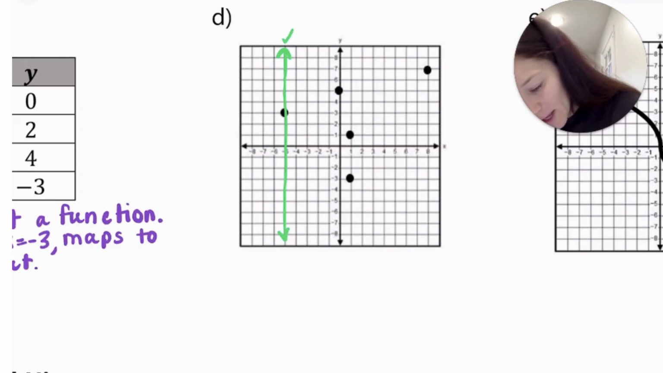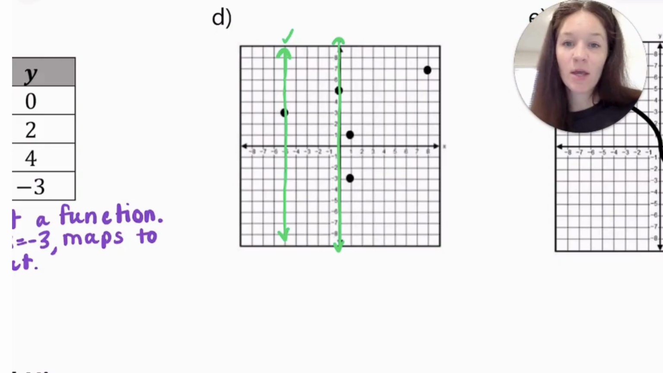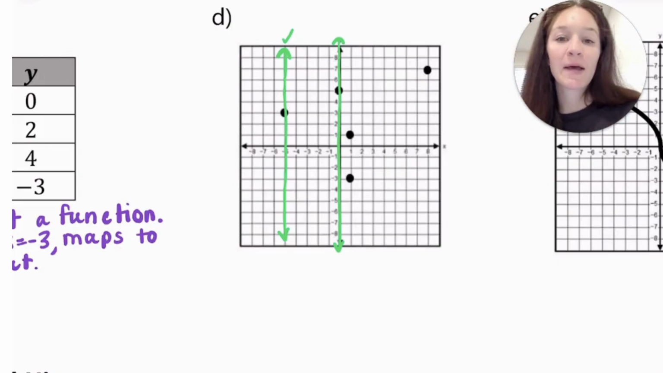Then I'm going to go to the next ordered pair I see. And I'm going to say, okay, if I draw another vertical line, does only one point pass through that vertical line?